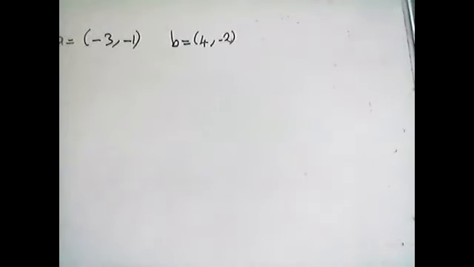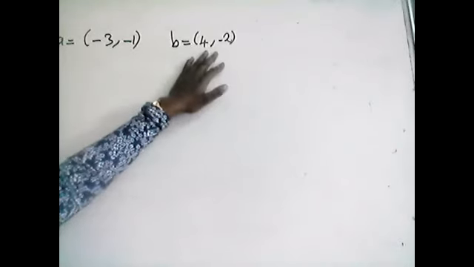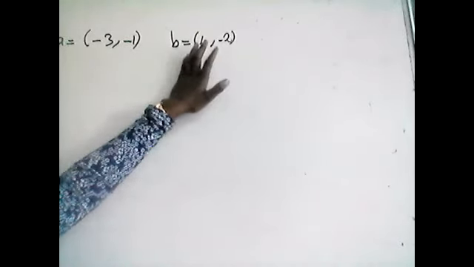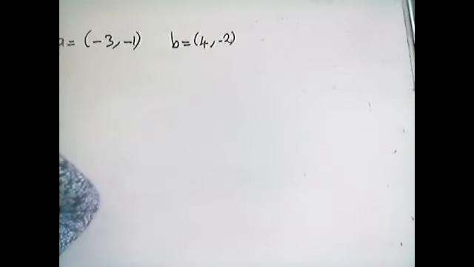So question number 2, find the scalar product of vector A, which is equal to that, and vector B, which is equal to that. So now we have to first of all understand what this question requires us to do. The first thing that we have to ask ourselves is how do we find the scalar product?